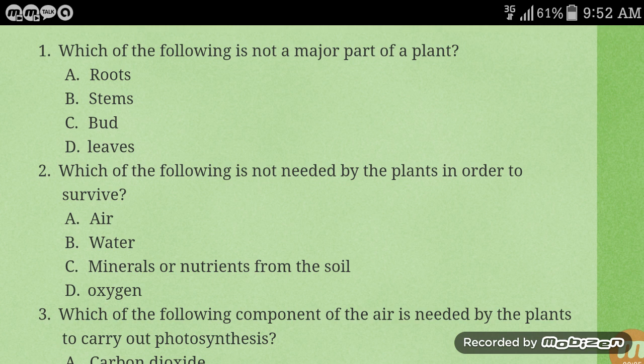Which of the following is not a major part of the plant? Not a major part of the plant, it's the bud, because the three major parts are roots, stems, and leaves. Okay, so the answer is letter C.